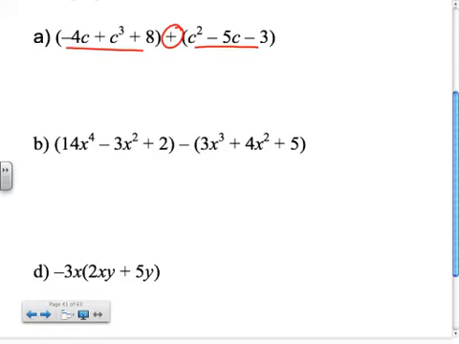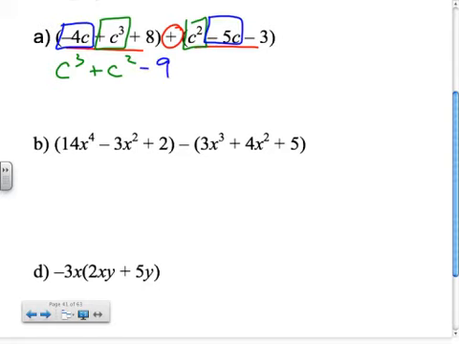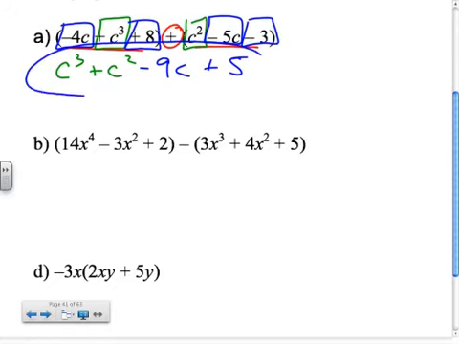In other words, I see a c cubed. I don't see any other one, so I know c cubed stays by itself. I see a c squared. I see no other c squareds, so I have plus c squared. And then I start looking at all the other ones with the same variables. Negative 4c, negative 5c. That's negative 9c. Positive 8, negative 3, positive 5. That would be the sum.